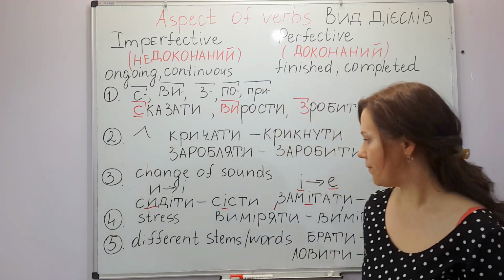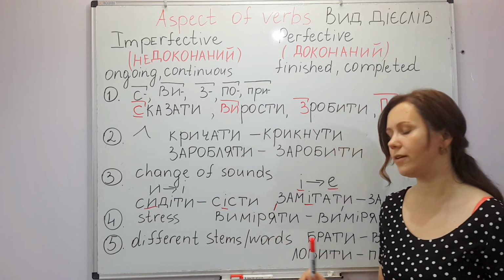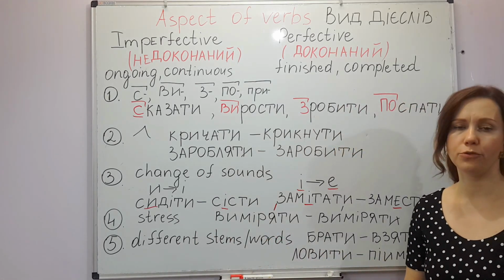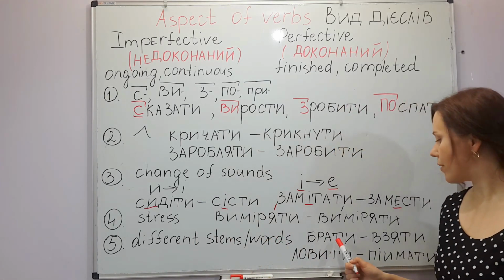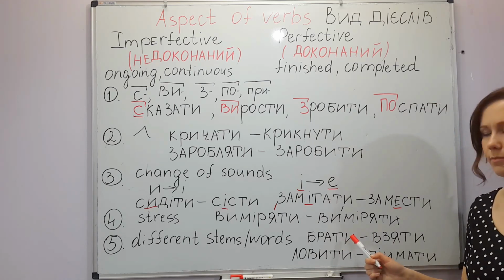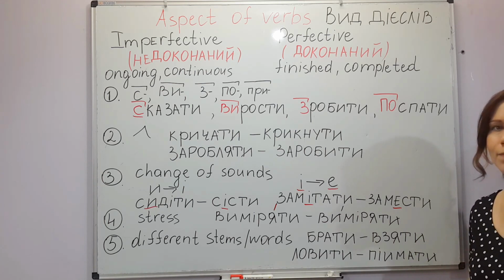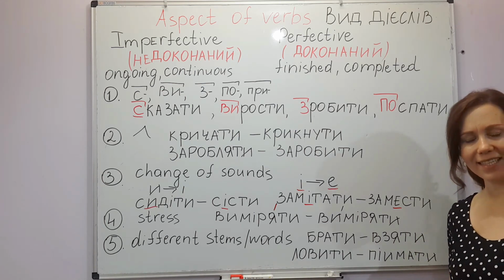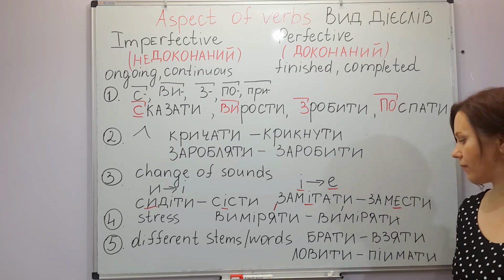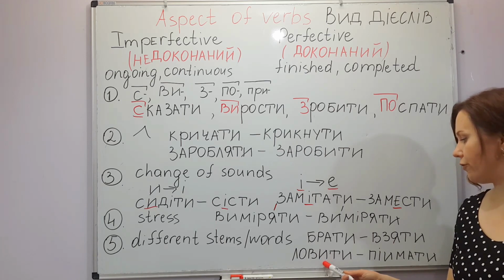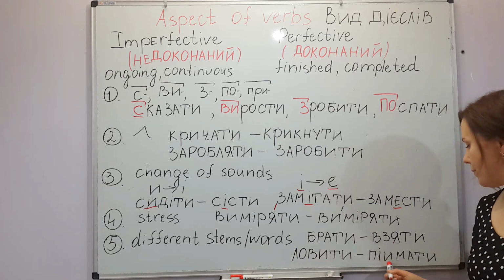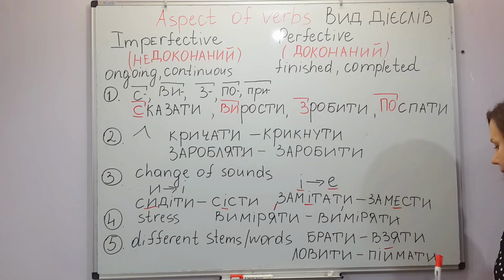And one more rule: different stems, or completely different words. Here you just need to learn these words. Брати, to take, but взяти is perfective. Брати, взяти. Ловити, to catch; піймати, also to catch. Ловити, піймати.